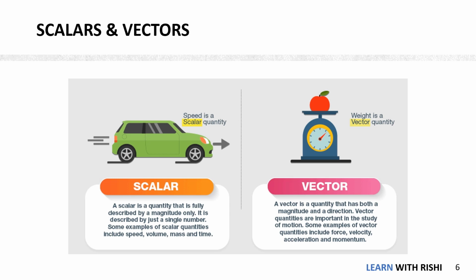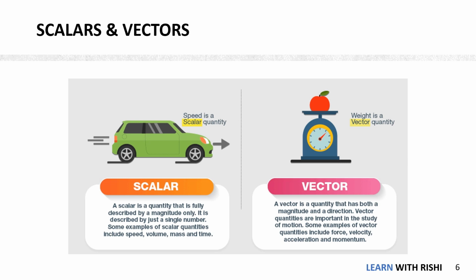But when I say that the car is moving with a velocity of 35 km per hour towards north, here I'm specifying the direction the car is moving. So this becomes a vector quantity. The velocity of wind is this many kilometers per hour, and the wind is blowing from south to north. So here also we mention the direction as well as magnitude. Some examples of scalar quantities are speed, volume, mass and time. Vector quantity examples are force, velocity, acceleration, momentum.